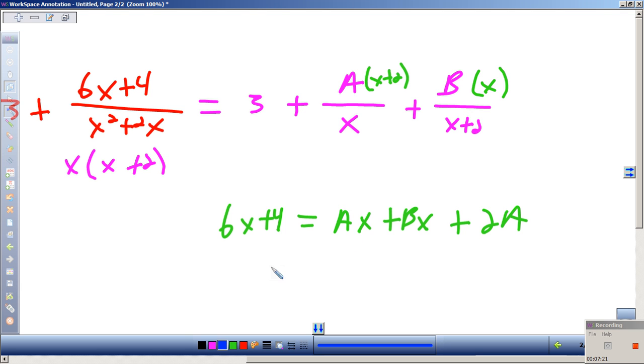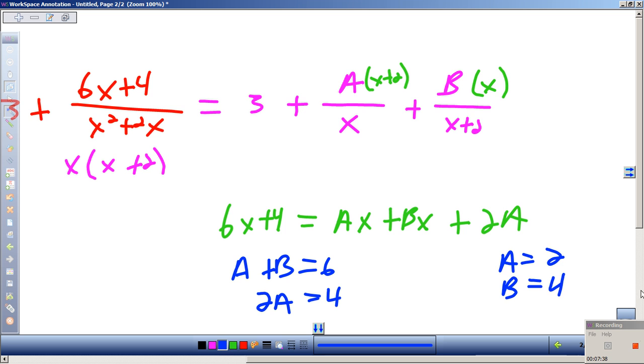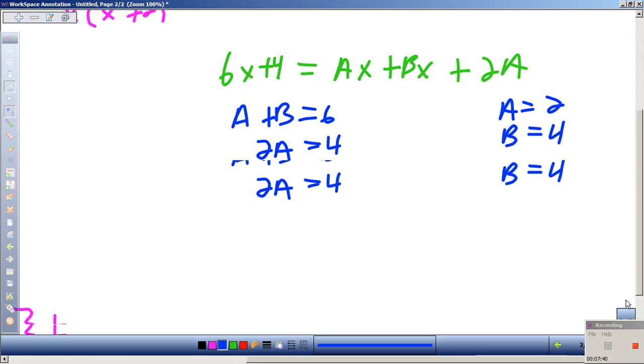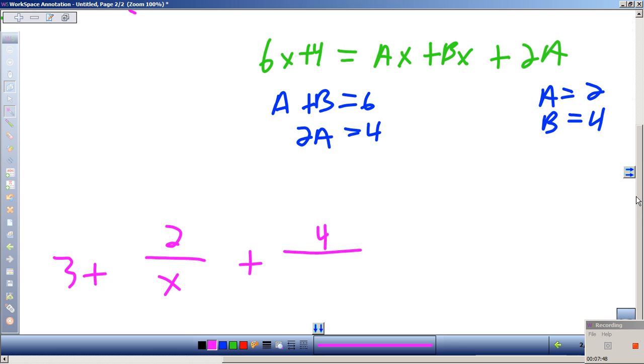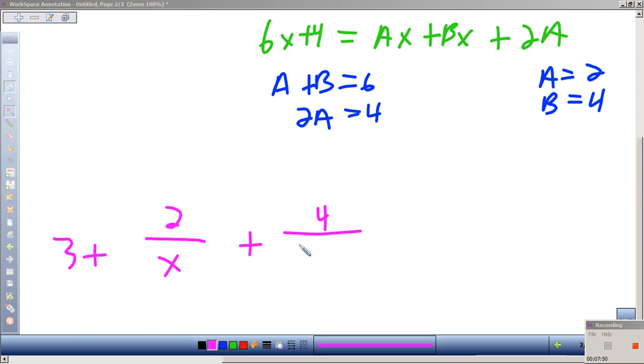So then what is the equation that we can write? A plus b equals 6 and 2a equals 4. Therefore, what's a? A is 2, and what's b? b is 4. Okay, so my answer is going to be 3 plus 2 over x plus 4 over x plus 2.